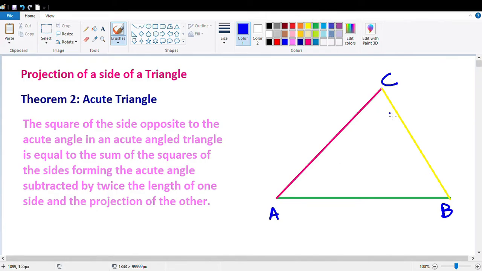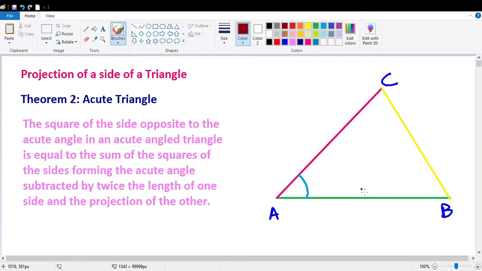So what are we going to do? This is our triangle, and the acute angle that we're going to be dealing with is this angle, angle A right here. This is our acute angle in whose perspective we want to apply the theorem. So we're considering this angle A, which consists of side AC and AB. And let's get to our theorem again.